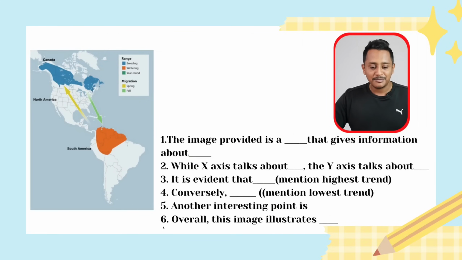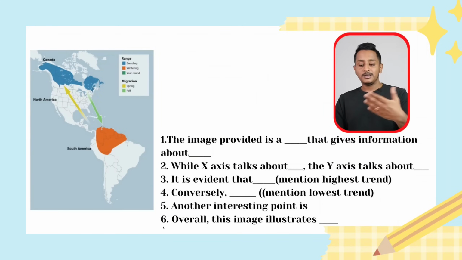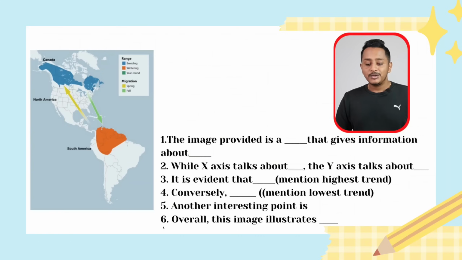The image provided is a map that gives information about range, breeding, wintering and year round. It is evident that in Canada, the range breeding is the most. Conversely, in South America, the wintering range is the least. Another interesting point is during spring, people from South America would move to Canada and North America, and during fall, people from Canada and North America would move to South America. Overall, this image illustrates the range and the migration of spring and fall between Canada, North America and South America.